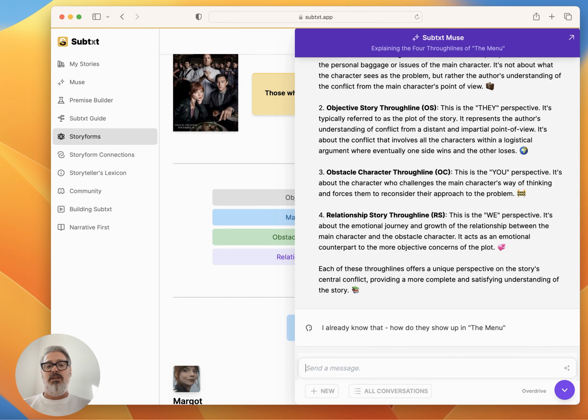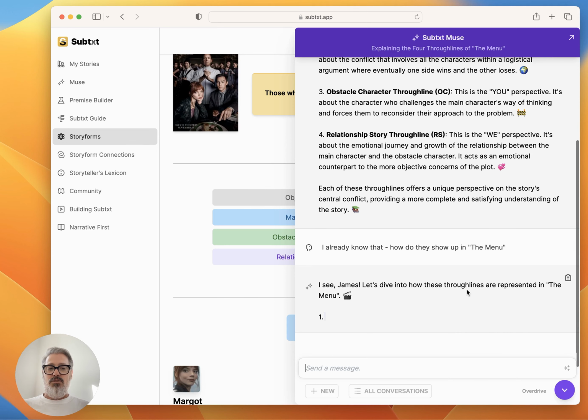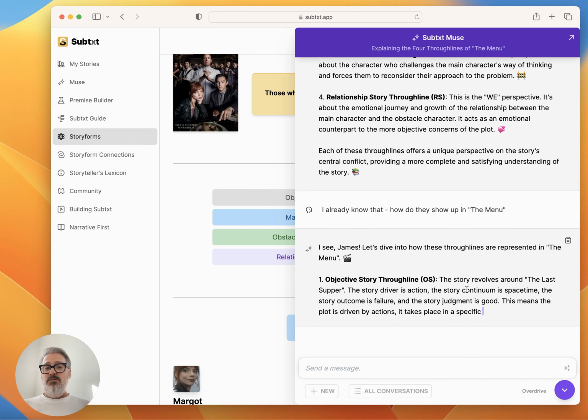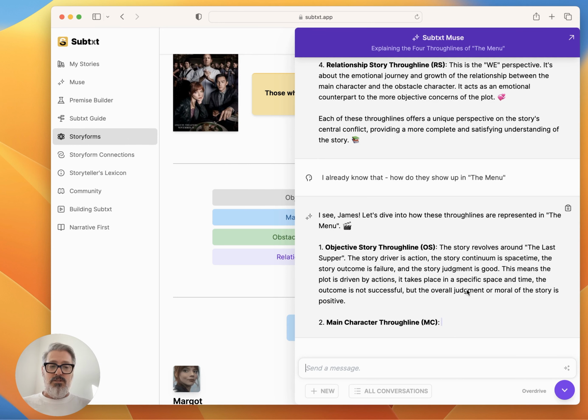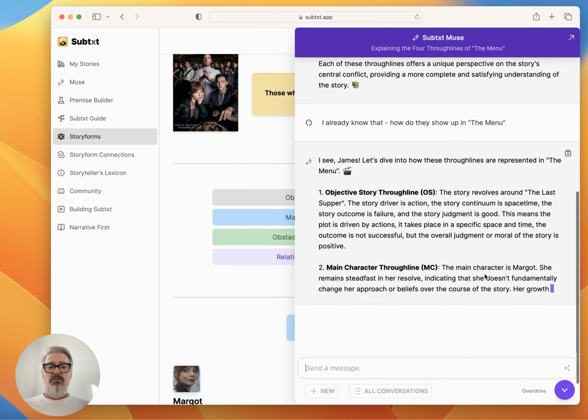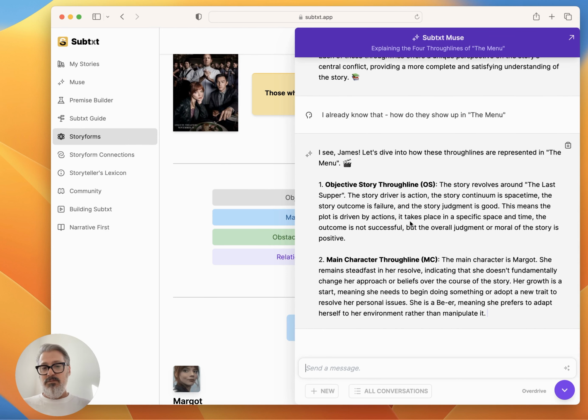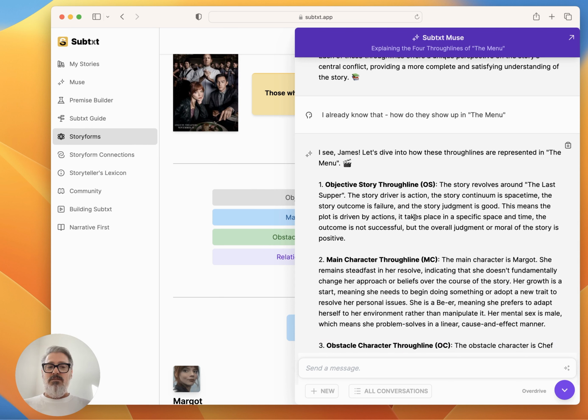Now, you might be able to pick it up just by virtue of the fact that it's pretty clear in the storytelling. But if you don't, then Muse will help start to explain it to you. The story revolves around the Last Supper, which is what it's calling the plot of The Menu. The story driver is action. The story continuum is space-time, which might be really crazy to you. The story outcome is failure, and the story judgment is good.